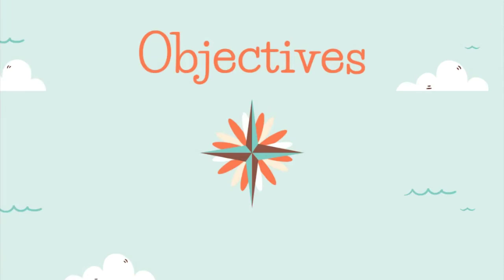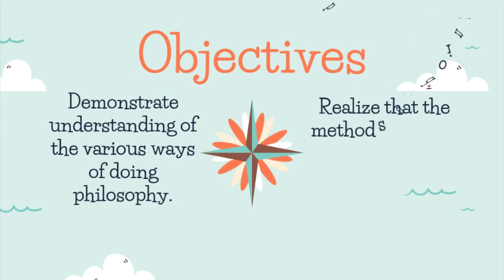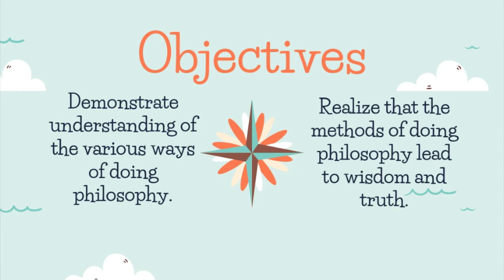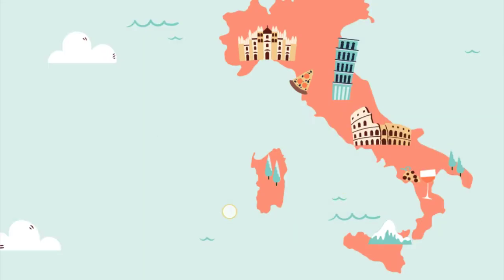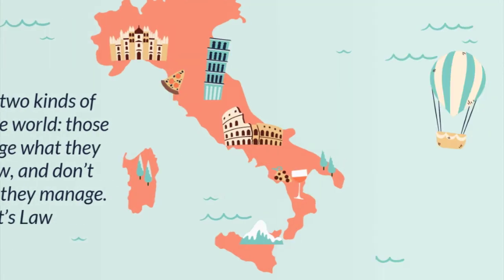So here are the objectives that you should attain after our lesson. Demonstrate understanding of the various ways of doing philosophy, and realize that the methods of doing philosophy lead to wisdom and truth. So there are two kinds of people in the world: those who manage what they know and don't know what they manage, by Put's law. Employing methodologies in every activity allows us to claim otherwise, that a philosopher knows what he manages and he manages what he knows. The methodologies are like useful ladders and you need this when you engage in philosophy. So let's get started.